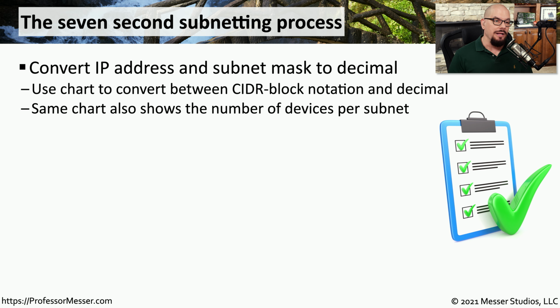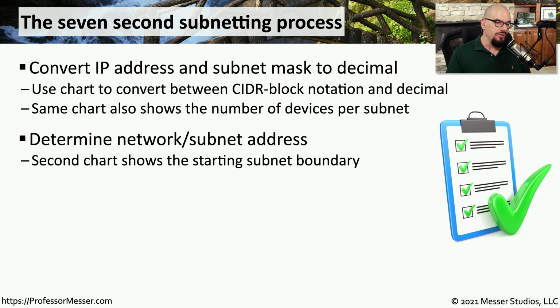The 7-second subnetting process begins with converting the IP address and subnet mask to a decimal value, which is especially important if they give you a CIDR block notation. And of course, we've already created a chart that does that very, very quickly. That chart also tells us the range of IP addresses for each individual subnet as well.